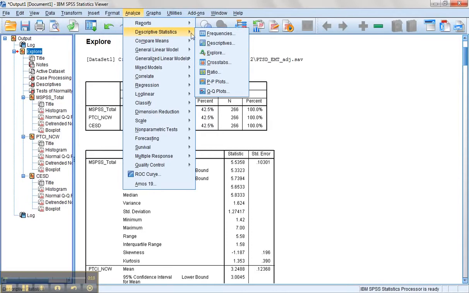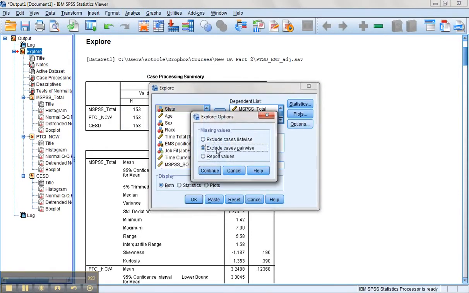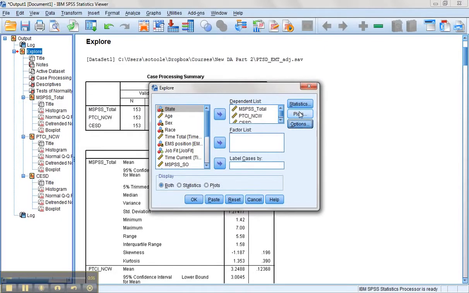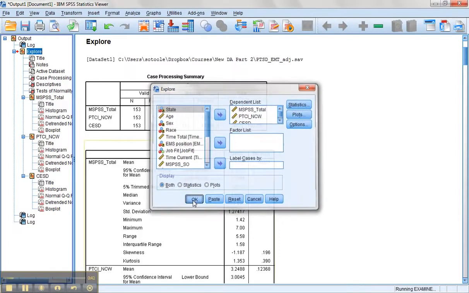Analyze, Descriptives, Explore. And let's change our options to exclude cases pairwise. That'll allow us to go back through and figure out exactly where that missing data is. Is it spread across all of those variables, or is one of those variables missing more data than the others? Let's go ahead under plots and uncheck some things just so that it doesn't take quite so long to run. And we'll hit OK again.